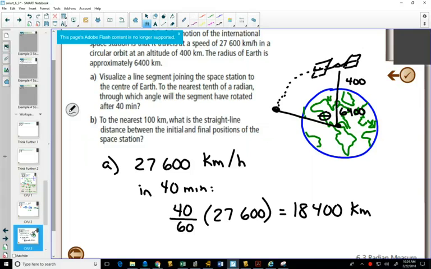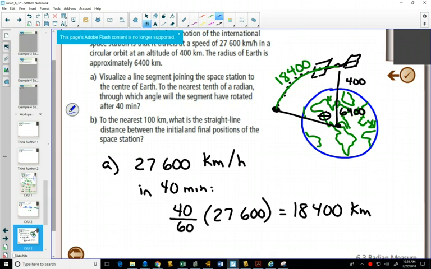So we know that this distance along here is 18,400 kilometers. We want to find theta. Looking at our picture, what do we have? We have an arc length of a circle. We have the radius of that circle. And we want to find the angle.